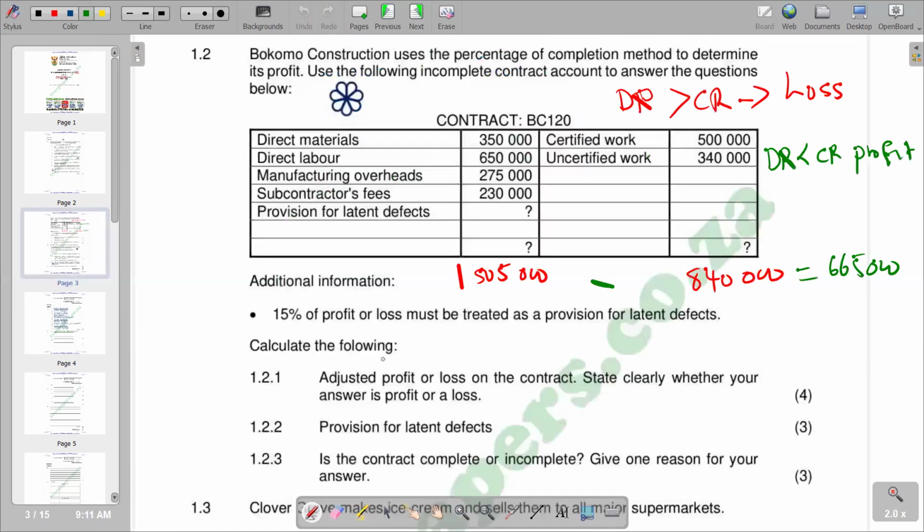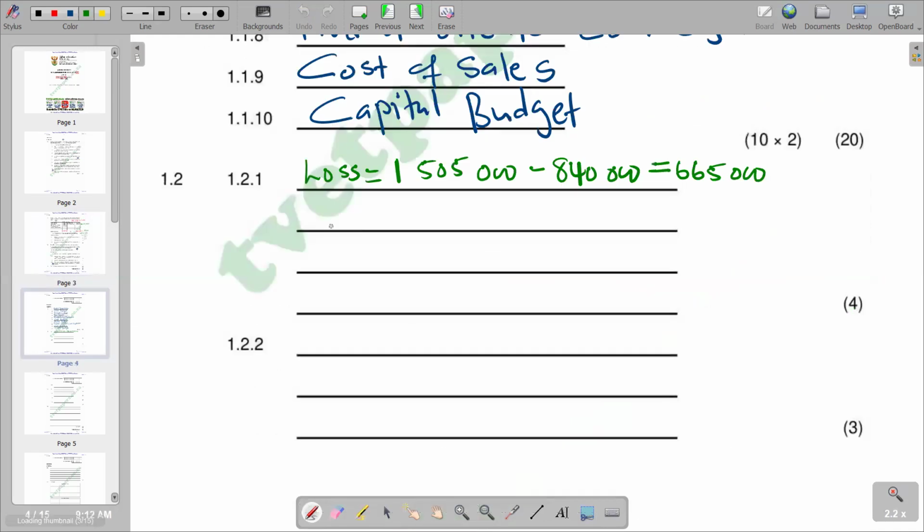We then refer back to the question, which is saying adjusted profit or loss. So within the context of our answer being a loss, we now say of our loss, which is 665,000, we add our 15%, which as a decimal becomes divided by 100, multiplied by 1.15. So we now say it is equal to 665,000 times 1.15, which is in brackets, 115%. And then 4,750.